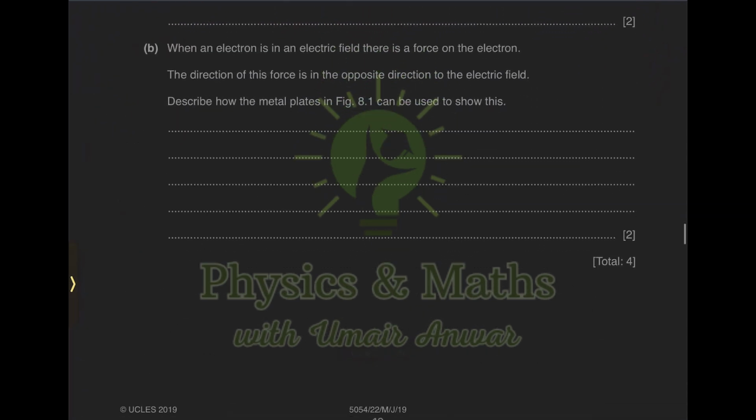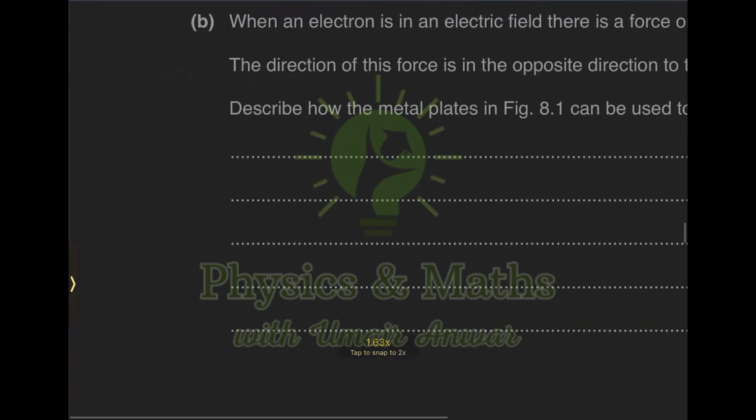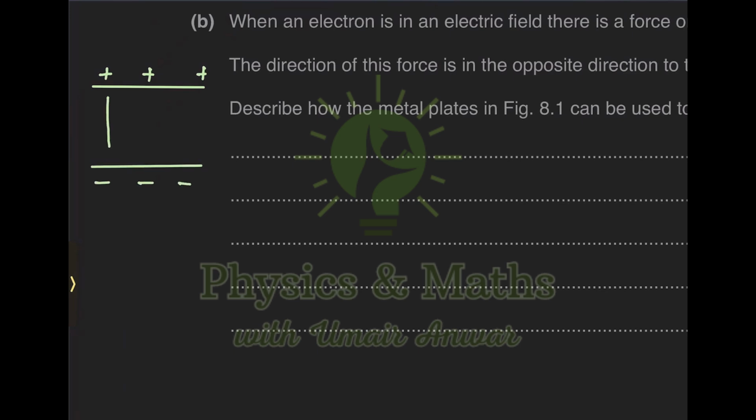The next part says when an electron is in an electric field, there is a force on the electron. Electrons experience a force of attraction from the positive terminal, and they experience a force of repulsion from the negative terminal. The direction of this force is in the opposite direction to the electric field. Now it means that, for example, there is a plate which is connected to the positive terminal, and then there is another plate which is connected to the negative terminal. So the field lines are going to be from positive to negative. This is the direction of the electric field present between these two plates.